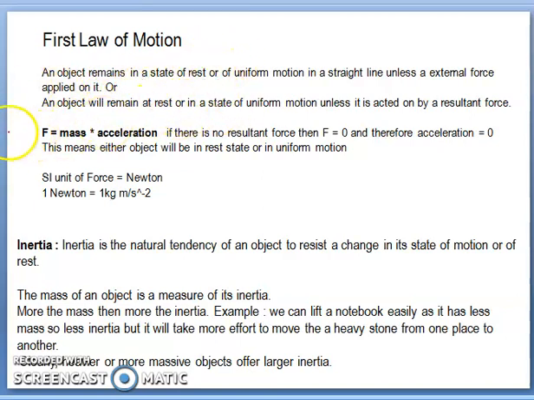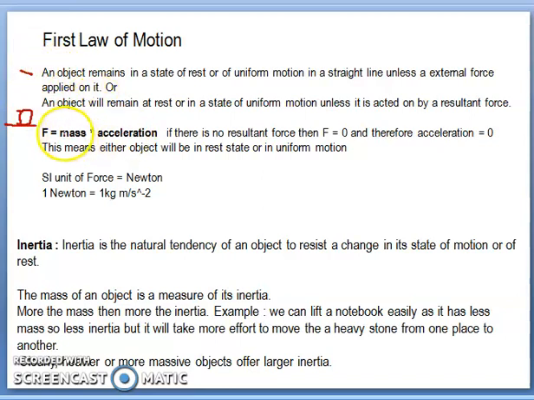That means if an object is moving with velocity v, and there is no external force applying on it, it will continue to move with the velocity v. Or suppose this is one object. If I keep this object for a few days and I apply no force, it will not move, right? So this is the first law of motion.